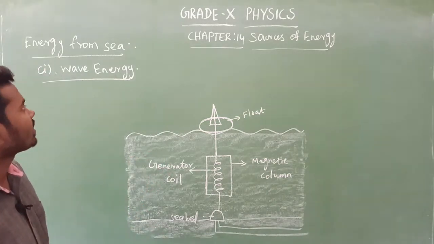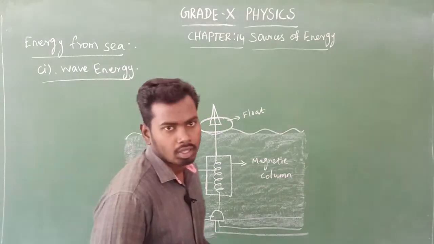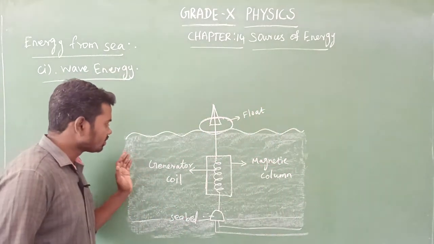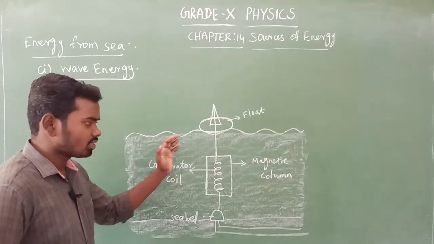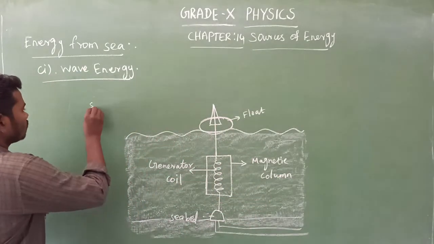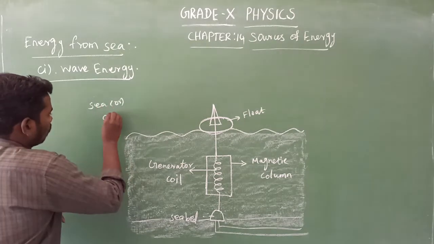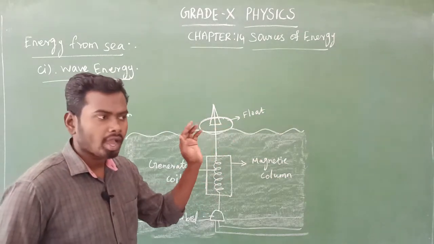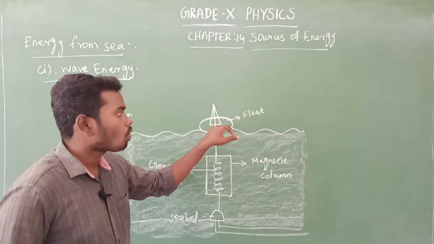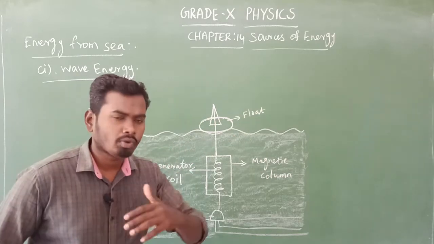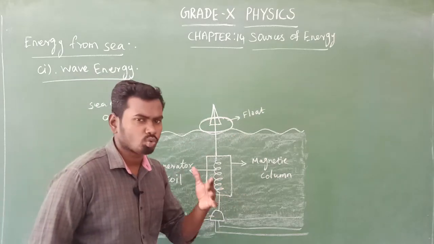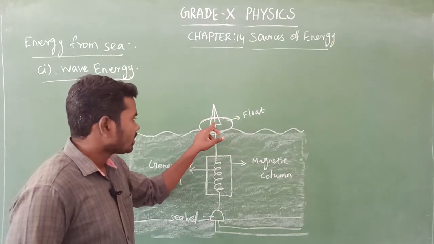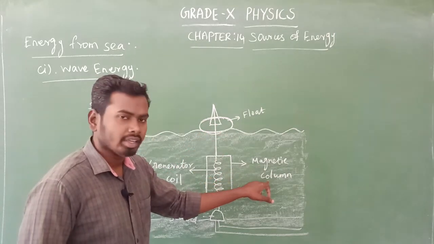So this is a schematic diagram of wave energy formation. Look here, consider this is sea or ocean. One float is floating above the surface of the water. Float means a floating substance, it can be plastic or whatever it is. That floating substance is connected with the magnetic column.